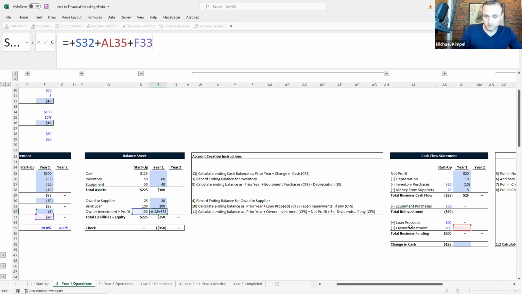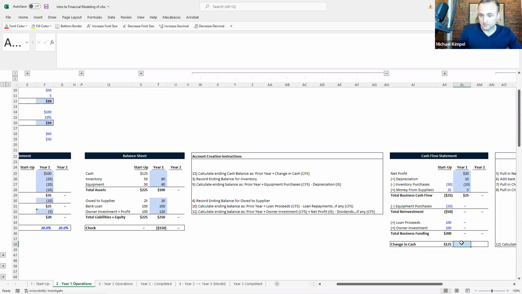And I should note here, you'll see there's a line that says minus dividends, if any. Dividends are payments to the owners, so extraction or distributions of cash to the owners. If we had those, we'd reflect them. We don't have that line just yet. We're going to add that in a little bit. So for right now, it's just the money that came in from any new investment by the owners, and then the profit for the period.